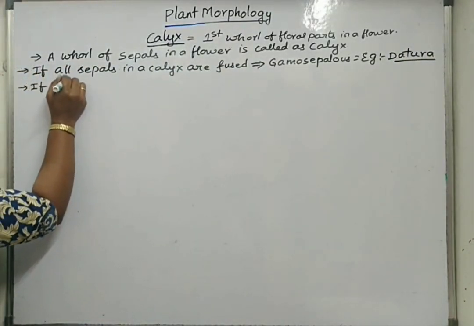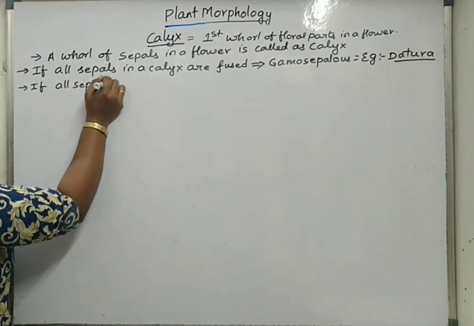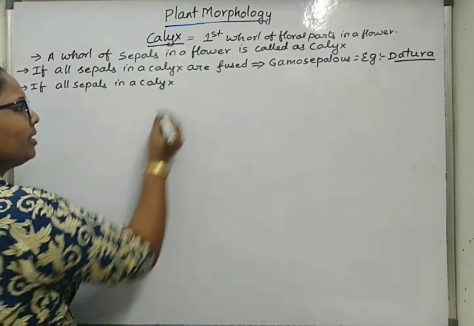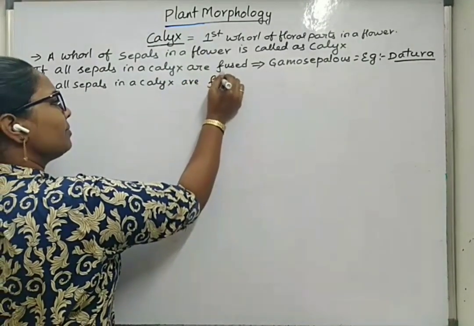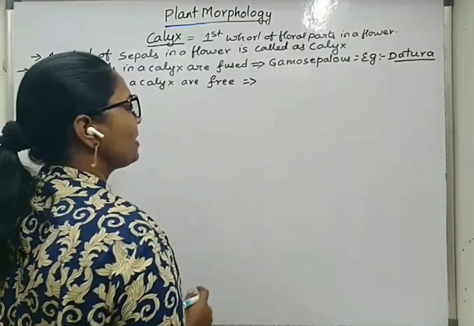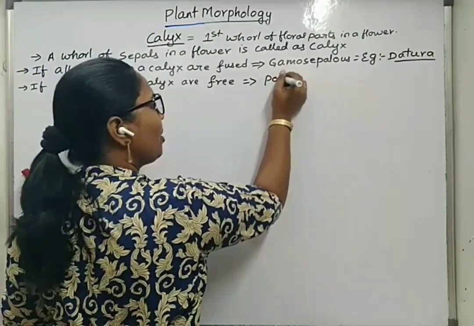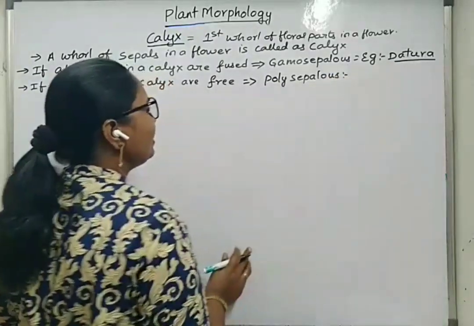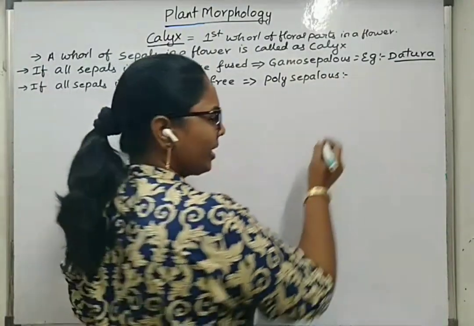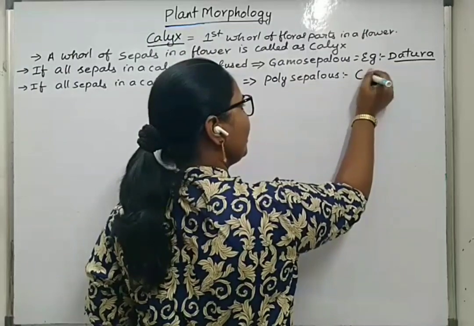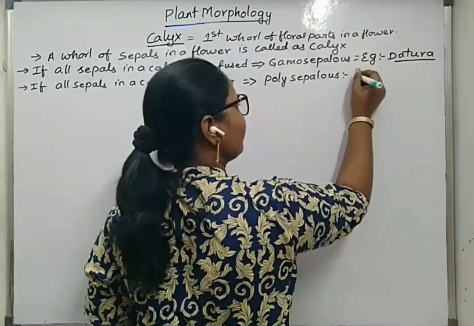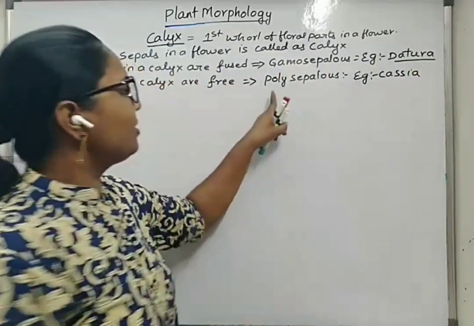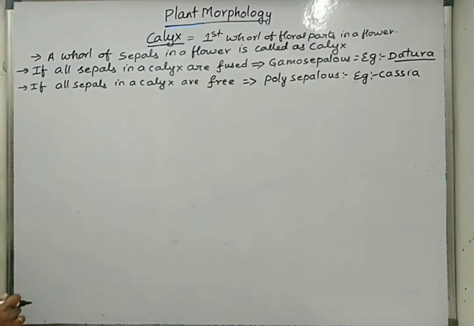If all sepals in a calyx are not fused and are free, then the condition of sepals is called as polysepalous, means many sepals. We can see clearly such type of flowers in cassia. Example, cassia. Here examples and these terms are very important.